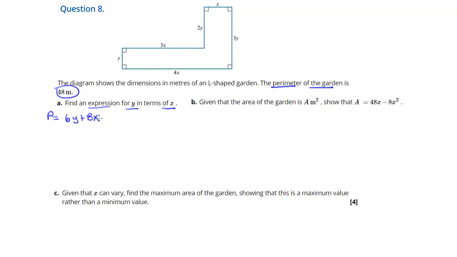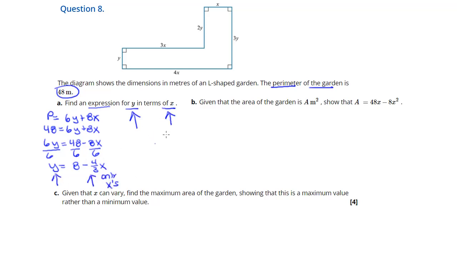If we add them together, we're going to get 6y plus 8x is equal to the perimeter. Well, if I substitute 48 in for the perimeter, all I've got to do now is get that y by itself. I'm going to end up with y is equal to 8 minus 4/3 x. That's y in terms of x. Awesome. All right. Now the next part.